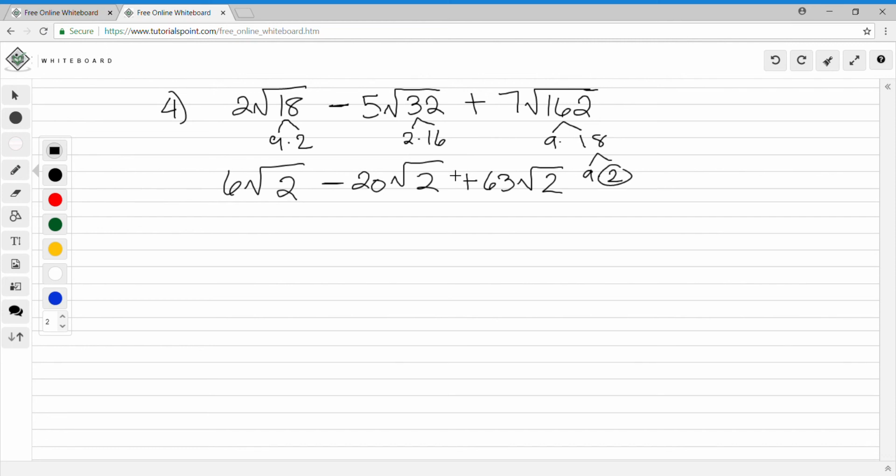This is what we want. We want a common square root, because that means we can add them. If this confuses you, think of square root of 2 as x, right? So this could be 6x minus 20x plus 63x. When you combine all that, you should get 49x. Since we said that x is square root of 2, we could just say 49 square root of 2. This is your final answer.